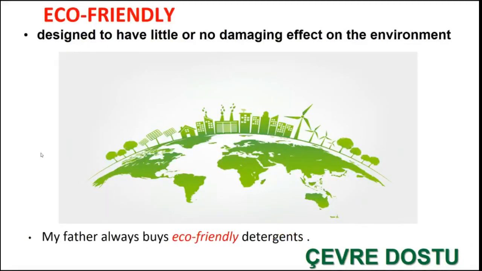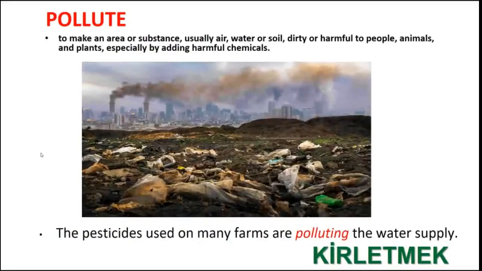Eco-friendly. Designed to have little or no damaging effect on the environment. For example, my father always buys eco-friendly detergents. Pollute. To make an area or substance, usually air, water or soil, dirty or harmful to people, animals and plants, especially by adding harmful chemicals. For example, the pesticides used on many farms are polluting the water supply.